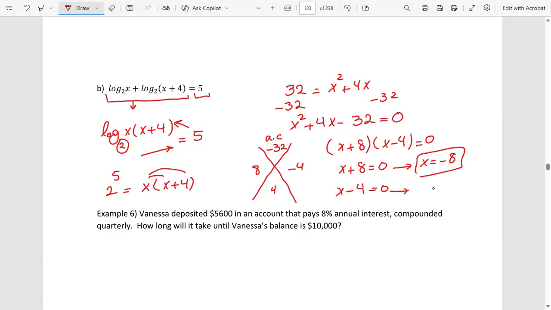I have two solutions here, but which one can be accepted as a solution? So you have to replace them into the equation. If you replace 4, 4 is a positive number. 4 is positive, 4 plus 4 is positive, so it's okay. But if you replace negative 8, it gives you log of negative 8. It makes the argument negative, so negative 8 cannot be a solution. So the only solution for this equation is positive 4.